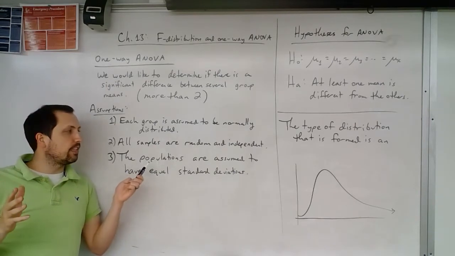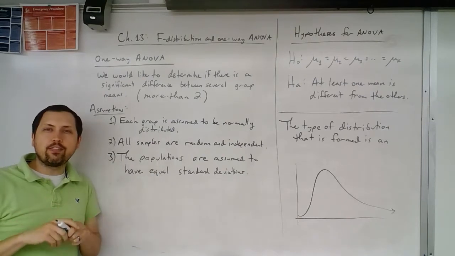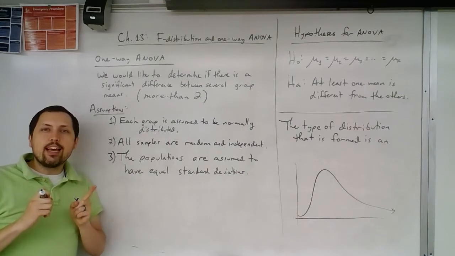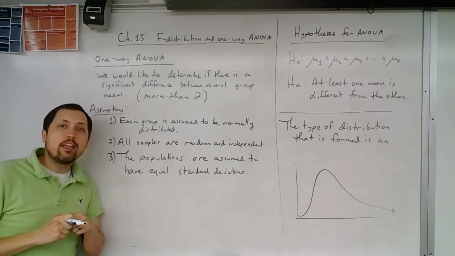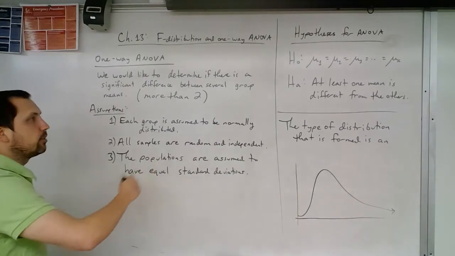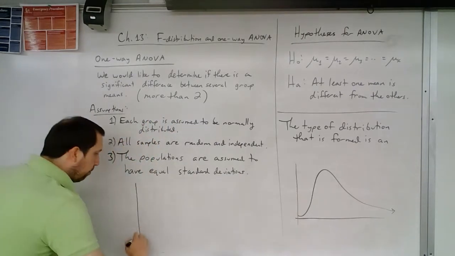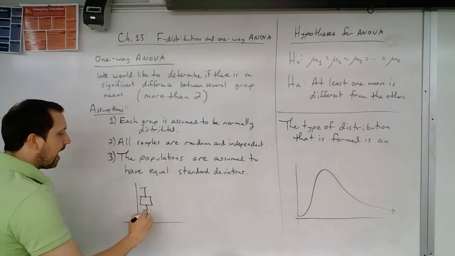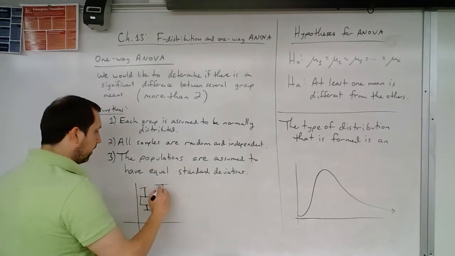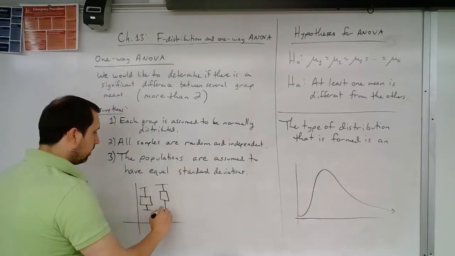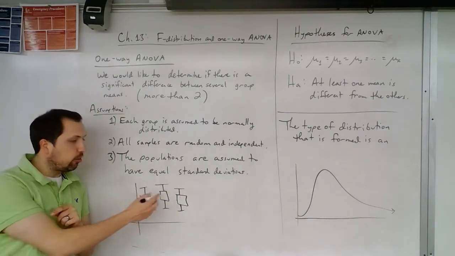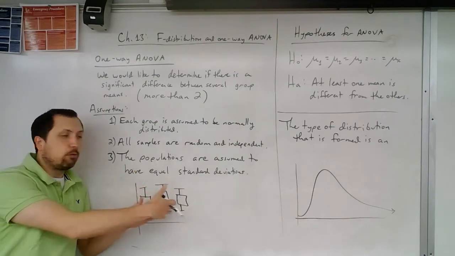The last important assumption is that the populations are assumed to have equal standard deviations. This is very similar to the first one, and it's a little bit tricky. There's not really formal testing that you do. This is one where you visualize your data. Because we're looking at multiple groups, in practice you would create box plots for each of your groups. You would plot all three, or however many groups you're looking at.